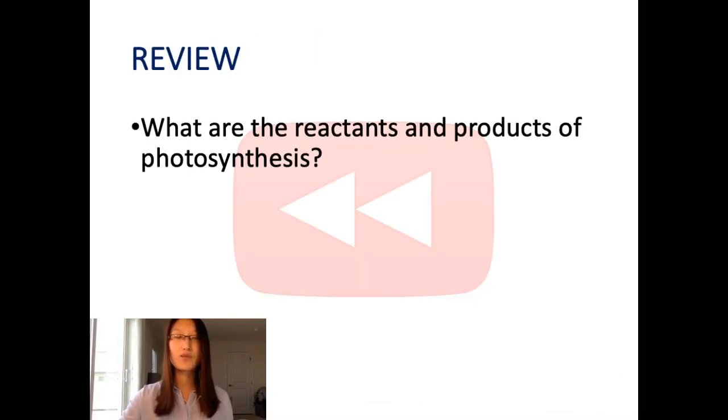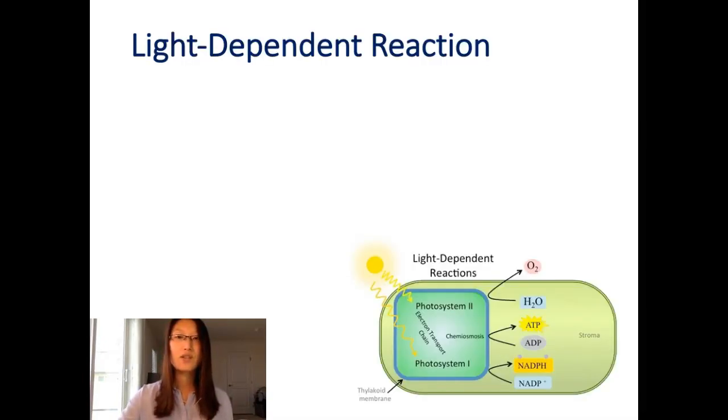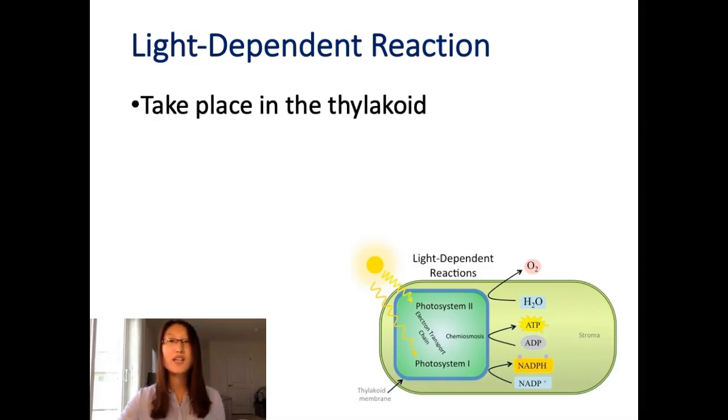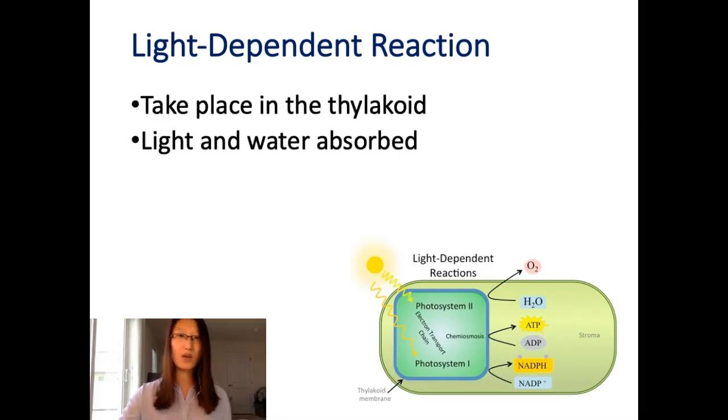So here's a review reaction. What are the reactants and products? So think to yourself, you have to remember this. So the light dependent reaction, one more time, takes place in the thylakoid. Light and water are absorbed. So if you can think about water splitting. So this is how this whole thing goes at the beginning, okay? Light comes into photosystem 2. Electrons get excited. Water splits. Electrons come to photosystem 2.